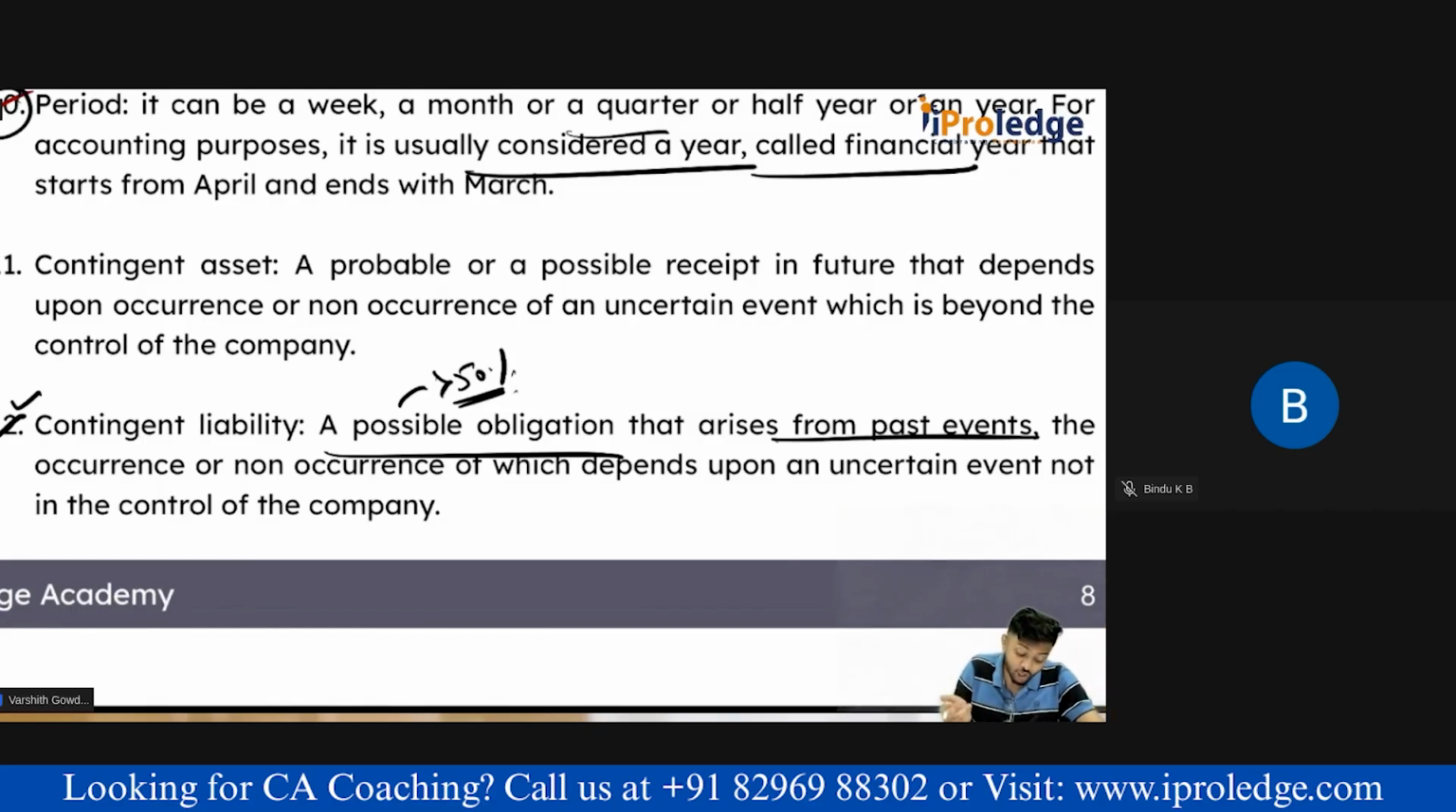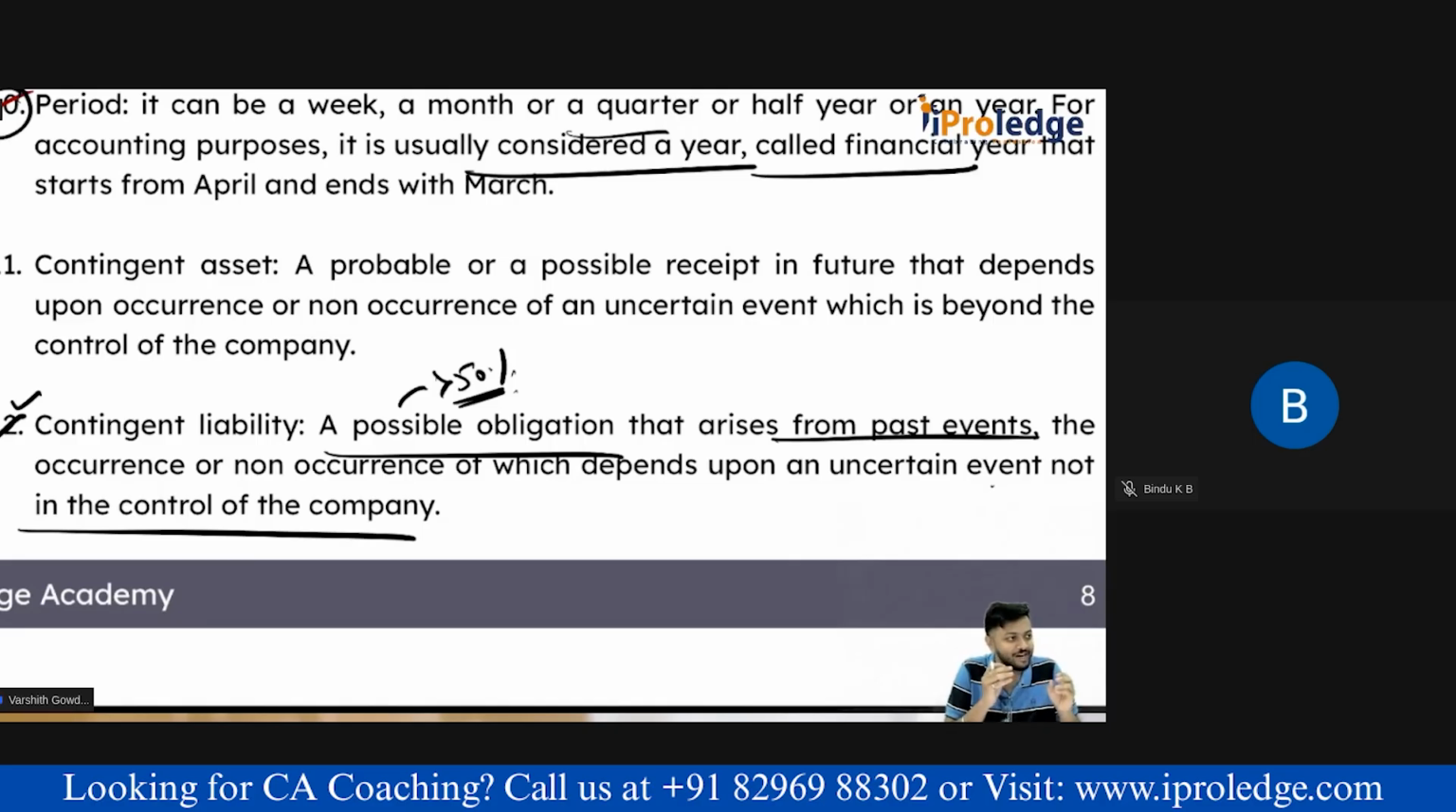The occurrence or non-occurrence of which depends upon an uncertain event. What is the uncertain event in our example? The court order. It depends on that order. After that order, this possible obligation will become probable. Correct? And is it in the control of the company? Can the company go and bribe the judge and get the order in its favor? No. It is not in its control.